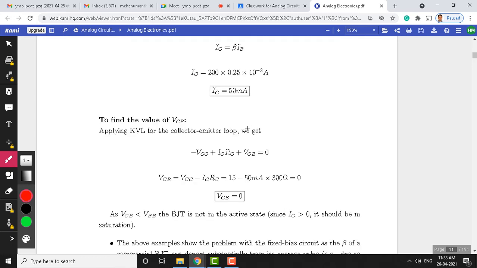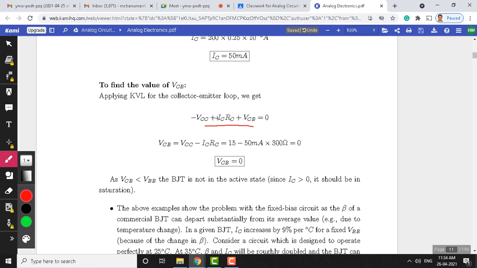Let us see now what is its impact on the collector emitter voltage. Once again we can use the same collector emitter loop equation, minus VCC plus ICRC plus VCE. From this we can derive VCE. VCE is equal to VCC minus IC times RC. Since IC has changed due to the change in the beta value, the new value of IC can be substituted here, and you can find out the value for VCE. Once you do that, you can see that the VCE value is going to be 0 here.